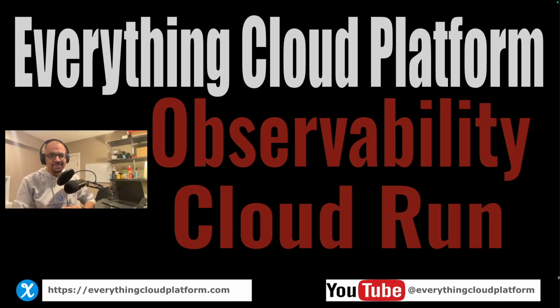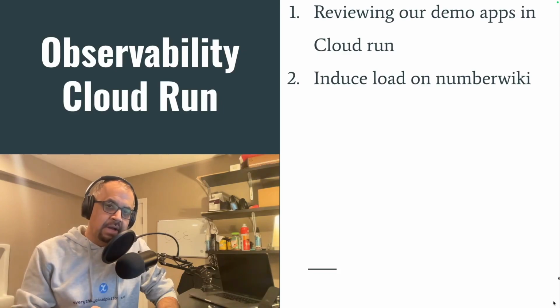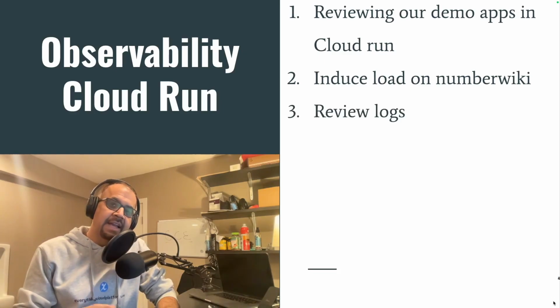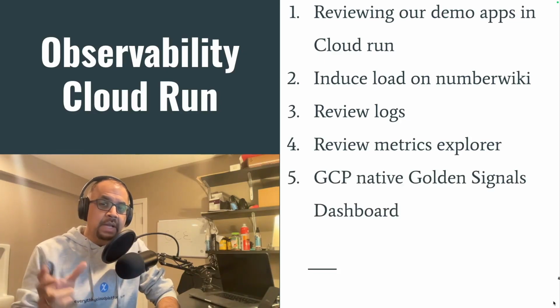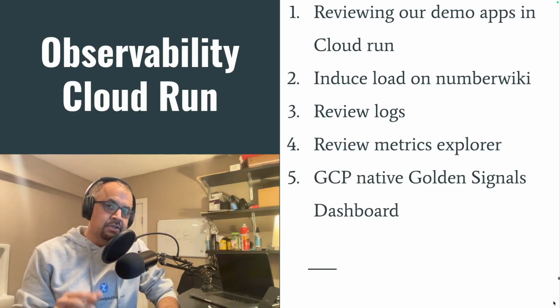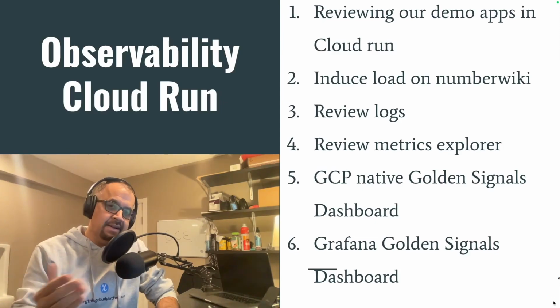So let's go. Here is the agenda we'll be following. We'll be reviewing our demo apps, NumberWiki and Math Functions in Cloud Run. We'll induce load on the NumberWiki application. We'll then review logs, like what kind of information you see with every request that calls the NumberWiki API. We'll then review some of these metrics in Metrics Explorer. We'll then use those metrics to build a GCP native Golden Signals dashboard. We'll use the same metrics and build the Golden Signals dashboard in Grafana.